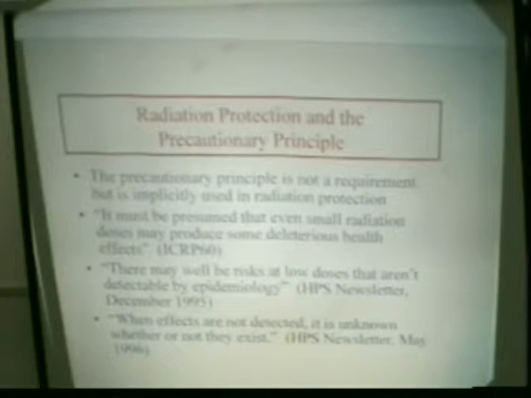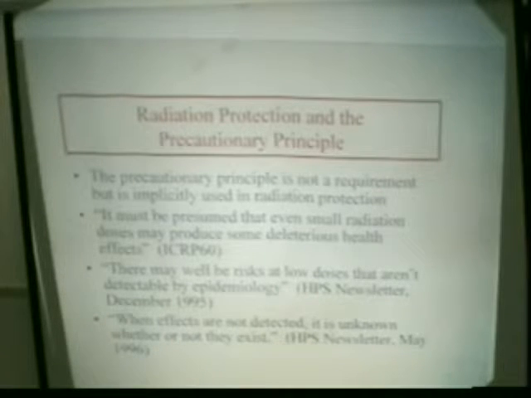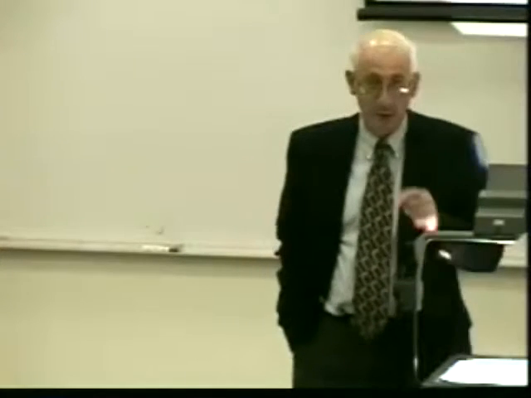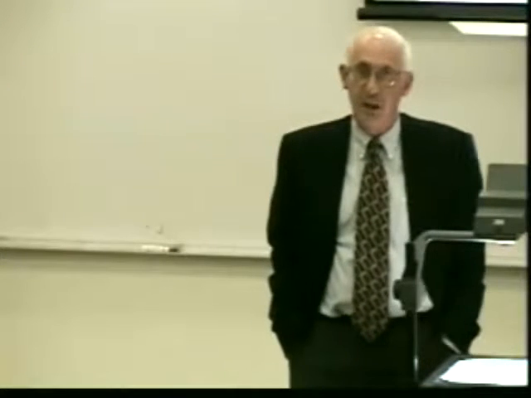The precautionary principle in radiation protection is implicit in protection, but it is not explicit. For example, ICRP 60, the International Commission on Radiological Protection in its report number 60, states, quote, "It must be presumed that even small radiation doses may produce some deleterious health effects." So even very small doses may be harmful, and therefore we should reduce dose where we can in order to reduce the risk. There may well be risks at low doses that aren't detectable by epidemiology.